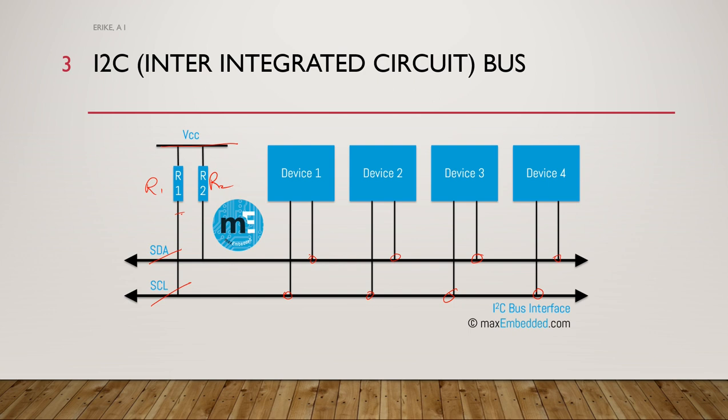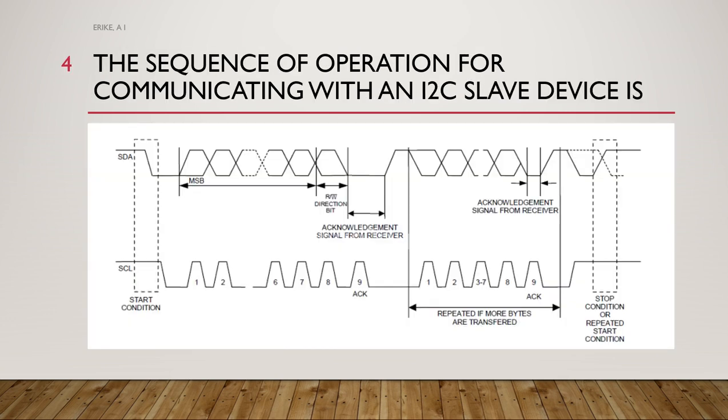The master and slave devices can act either as a transmitter or as a receiver. Regardless of whether a master is acting as a transmitter or as a receiver, the synchronization pulse is generated by the master device only. I2C communication supports multiple masters on the same bus. Next we look at how this data is transferred. We look at the sequence of operation for communicating with an I2C slave device.